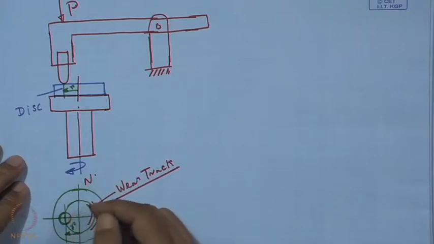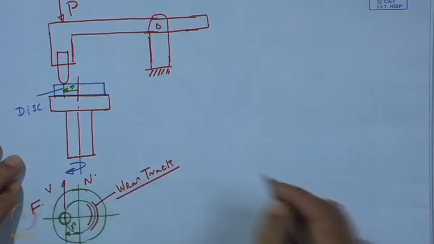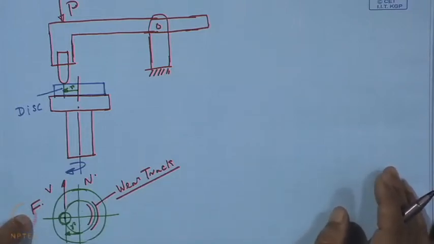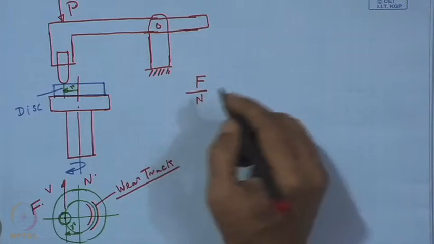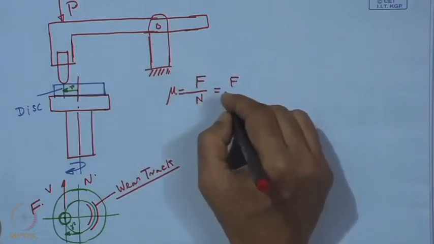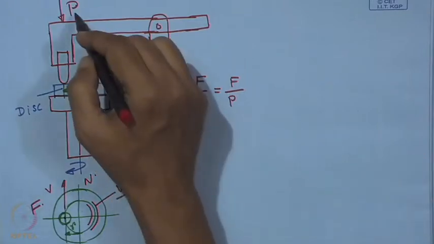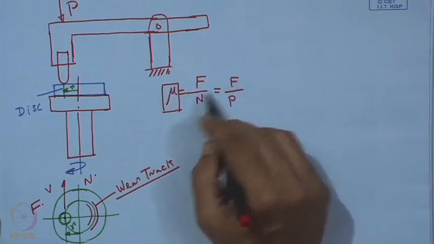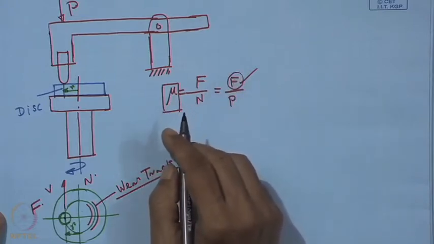What is important to know is the direction at this point: this is the sliding velocity, and this is also the direction of the friction force, which we show by the symbol F. This friction force has to be continuously monitored. F by N, or in this case F by P, where P is the normal load, is the coefficient of friction. Since P is constant all through, the coefficient of friction is a true reflection of the friction force.